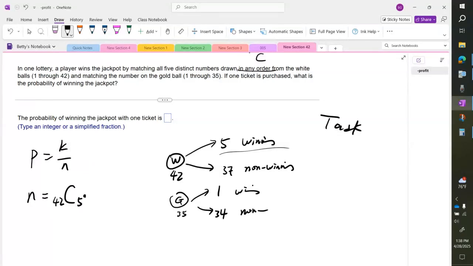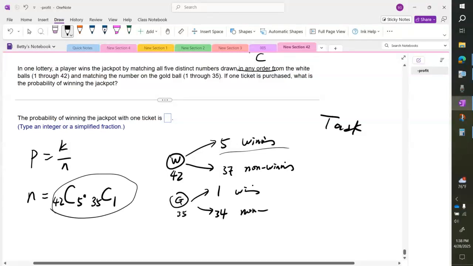And the second part, deal with the gold balls. We need to select 1 from the 35 available gold balls. We have this many ways to play the game. That's the denominator. What about the numerator?